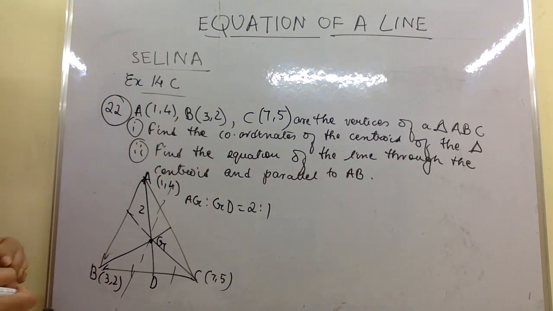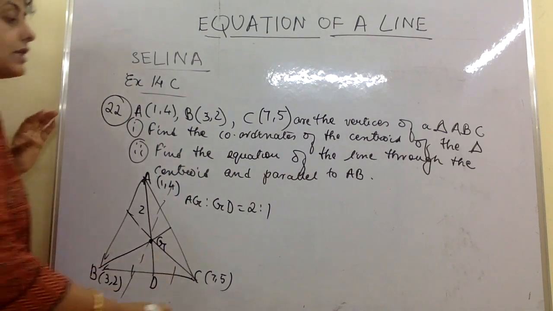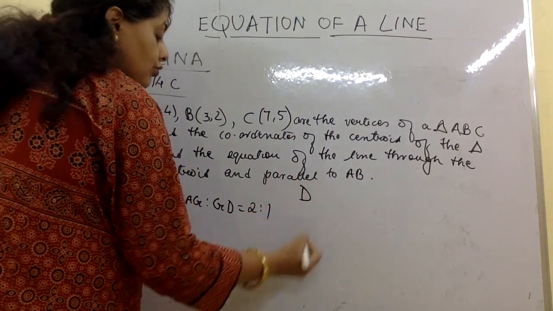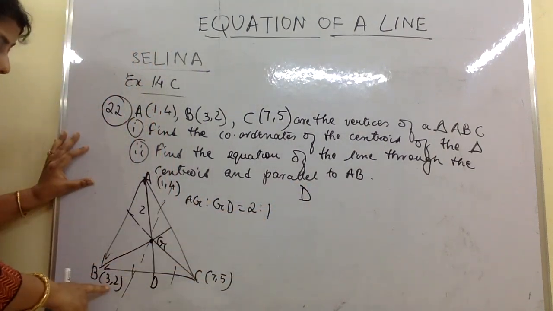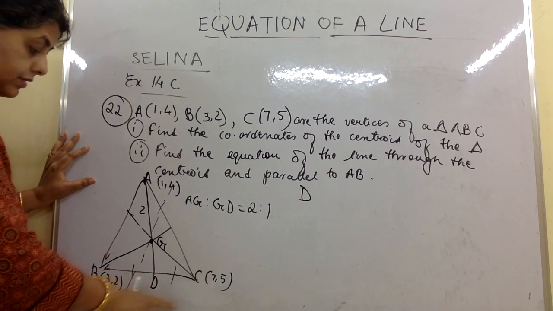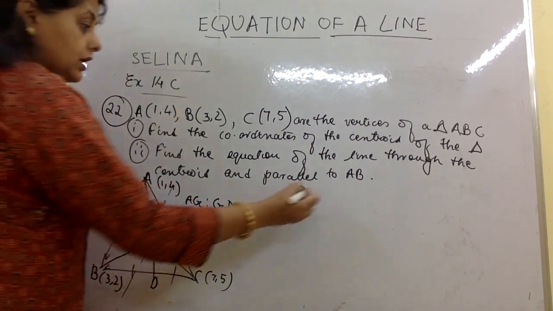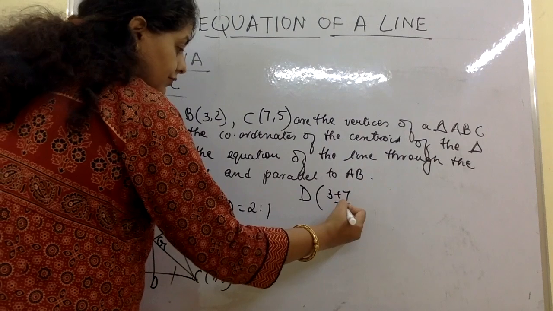Now find the coordinates of the centroid. If you are going to find the coordinates of the centroid, you have to first find the coordinates of the point D, which is the midpoint. So the coordinates of D is (3 plus 7) by 2. I am using the midpoint formula.